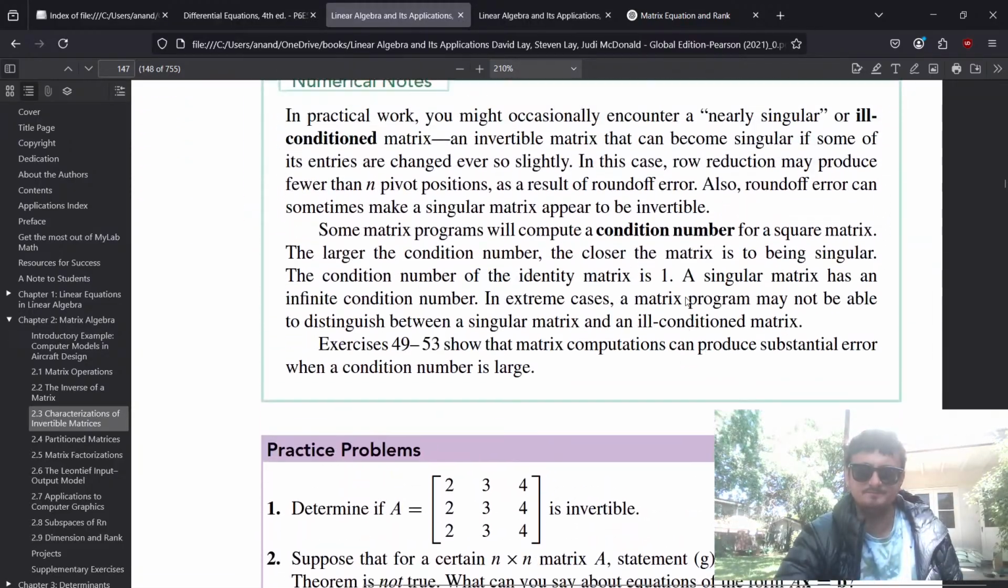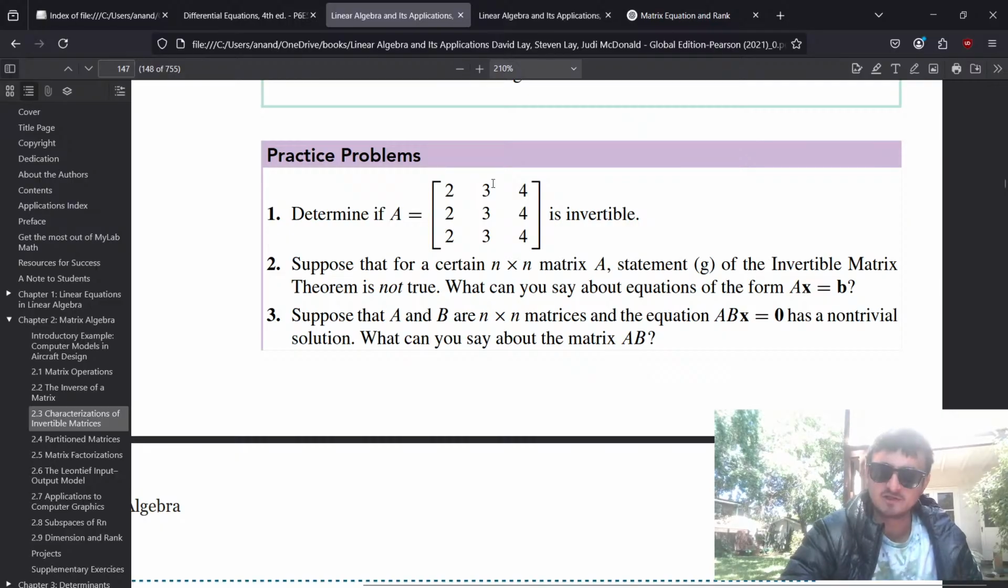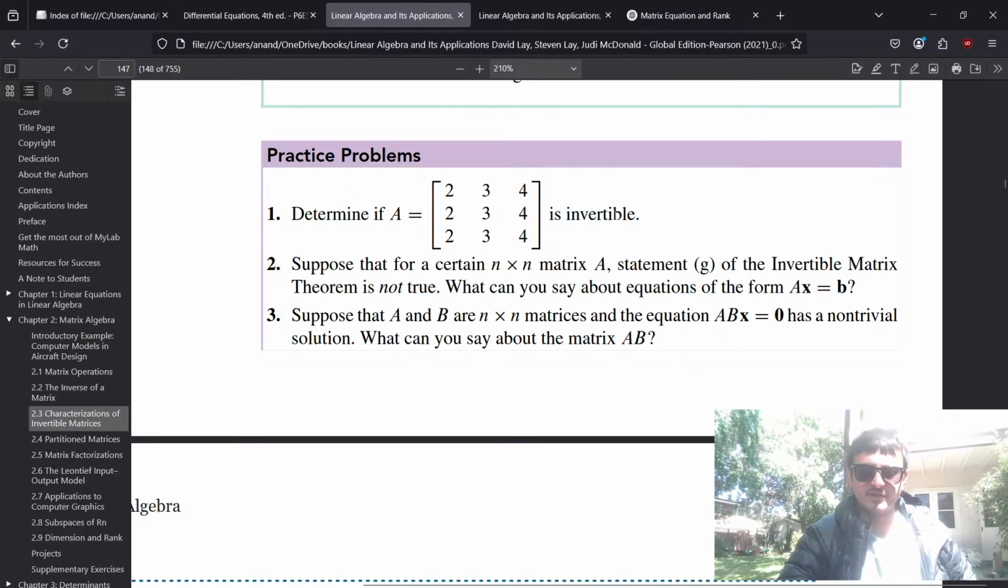Okay. All right. I mean, these are all linearly dependent. This is not invertible. No freaking way.